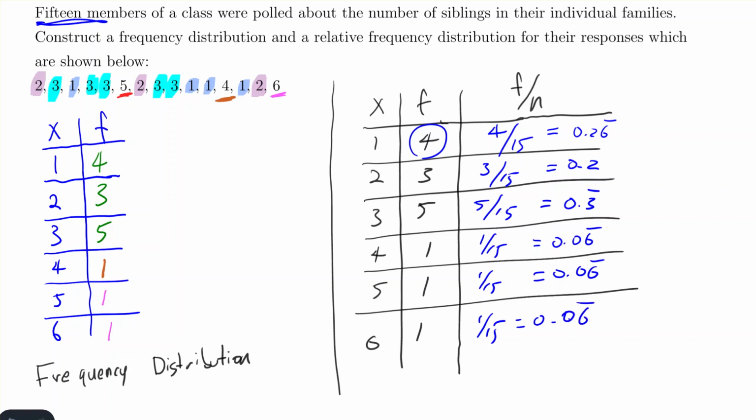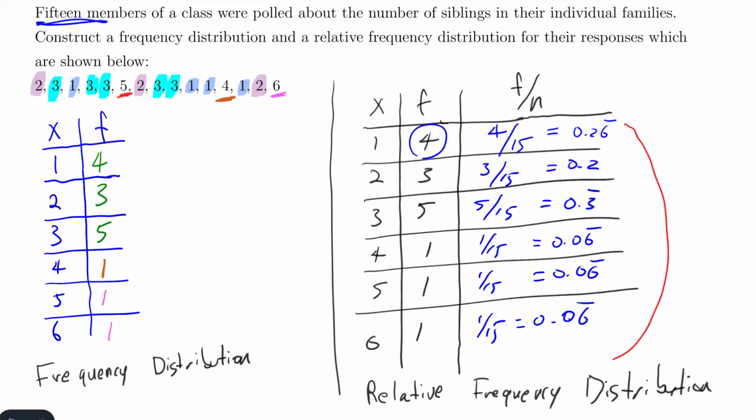So this is a relative frequency distribution, which shows proportion. One note: when we add all the relative frequencies, we should get 1. These add up to 1.